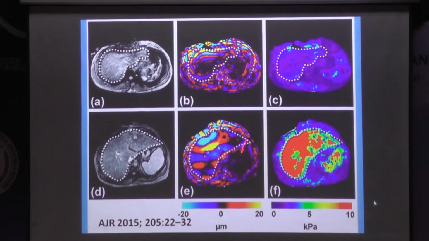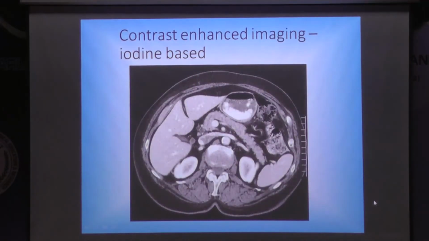This is a normal elastogram, whereas this is a highly fibrotic liver. That is the use of elastography: even when the viscera looks normal on conventional imaging, it can be very abnormal on the elastogram. Now the different kind of imaging, next what we are going to see is application of external contrast. We are giving IV contrast and then trying to make out pathology.